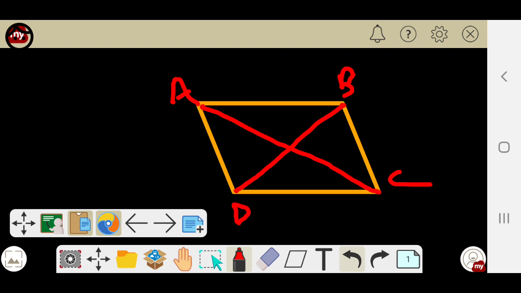It is given that the diagonals bisect each other. Diagonals bisect each other, and the intersection point is O. Bisect each other means AO equals OC, and in the same way OD equals OB. Then what do we have to prove? If the diagonals bisect each other, we have to prove that this quadrilateral is a parallelogram.